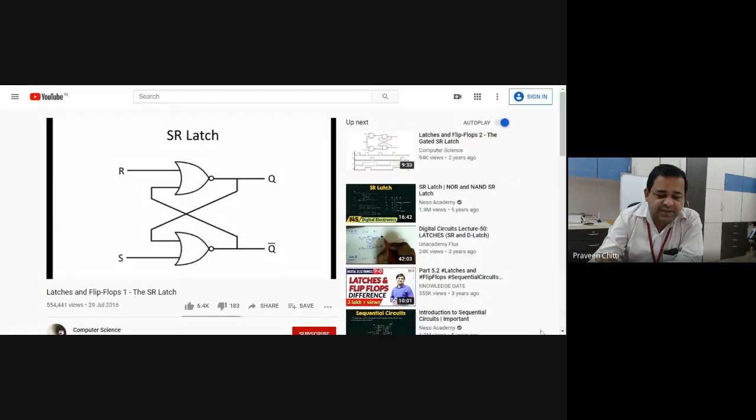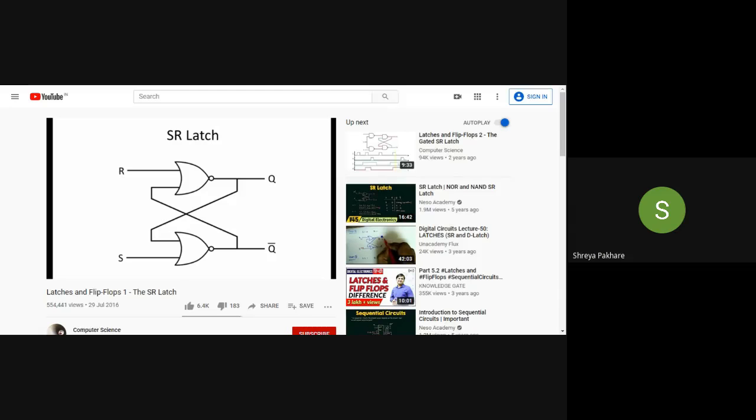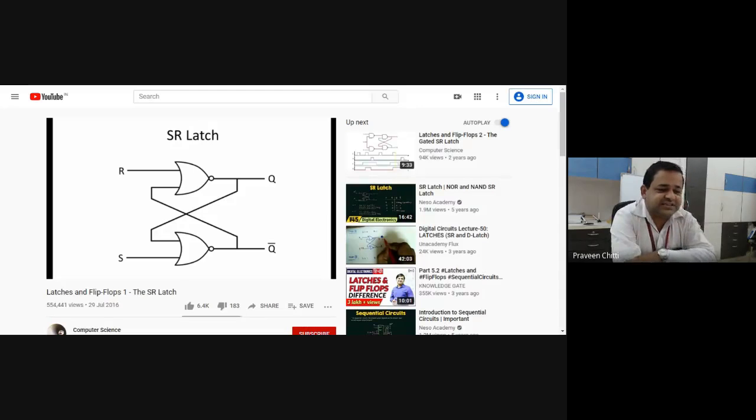So the same explanation for the SR latch, and in brief the operation of the SR latch will be explained here. You can just listen to this. I hope the screen is visible and the voice is clear. Two NOR gates are connected together in such a way that the output of each is one of the inputs of the other. This results in a form of positive feedback. This is the SR latch.